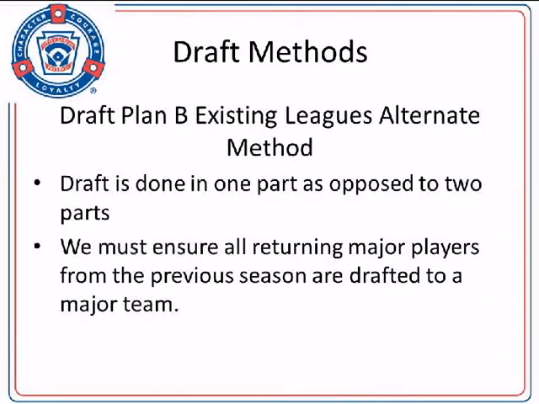Draft Plan B for existing leagues. This is the alternate method. The draft is done in 1 part as opposed to 2 parts. We must ensure all returning major players from the previous season are drafted to a major team.